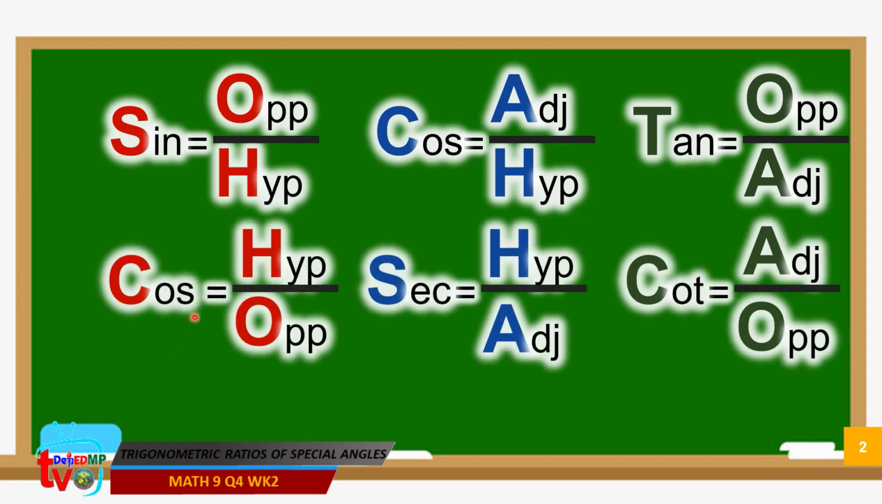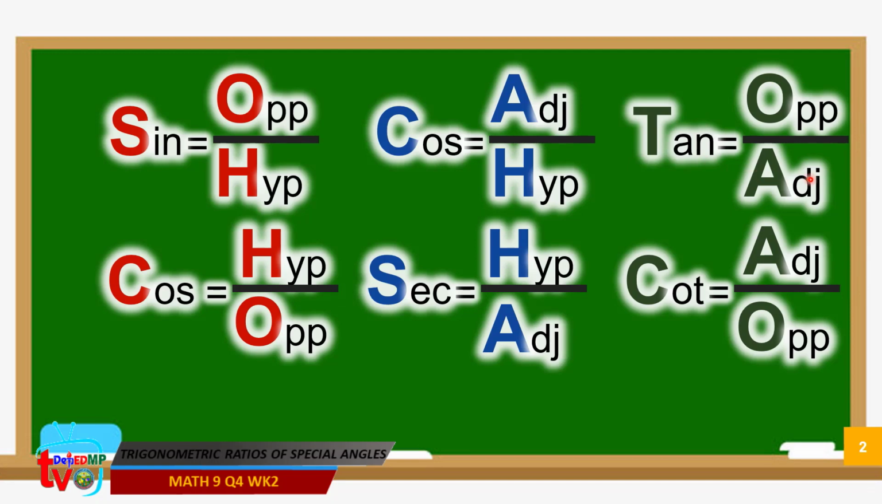CHO stands for cosecant is equal to hypotenuse over opposite. As you can see, this is the reciprocal ratio of sine. Next is SHA. It stands for secant is equal to hypotenuse over adjacent. This is the reciprocal ratio of cosine. And lastly, COA stands for cotangent is equal to adjacent over opposite. This is the reciprocal ratio of tangent.